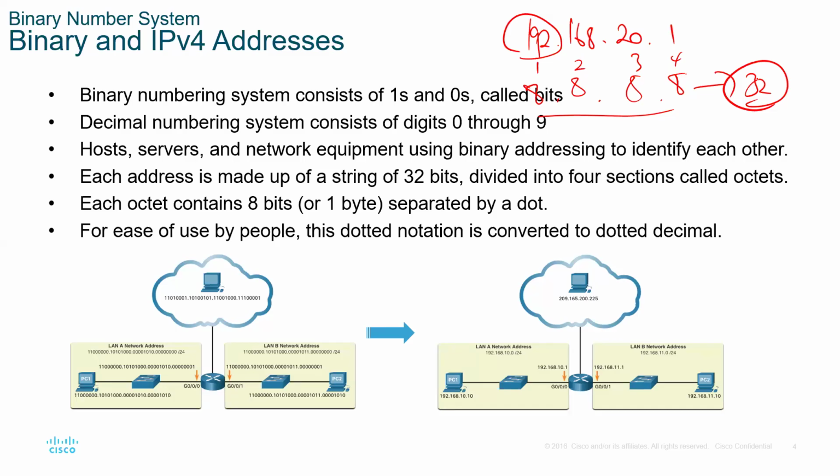Then if that binary number is converted to a decimal number, that's how we get here. So what we're going to learn in this module is how to go from 192.168.20.1 to binary. For example, if I want to convert 192, I think 192 is 128 plus 64. Let me do my calculations. 128 plus 64.